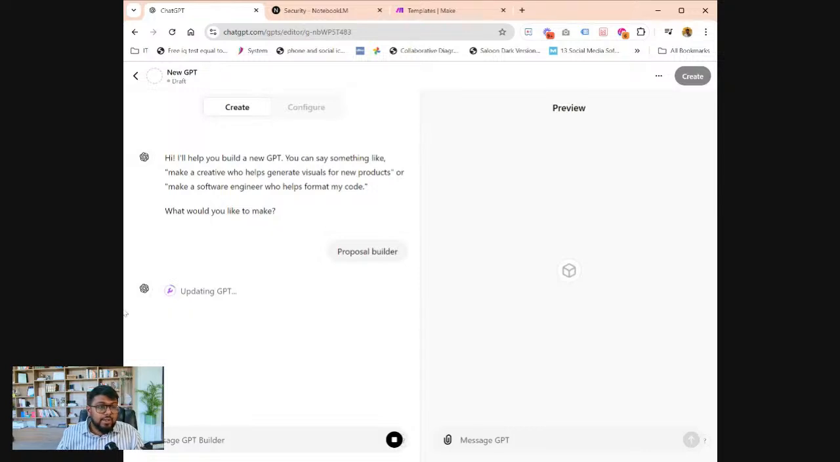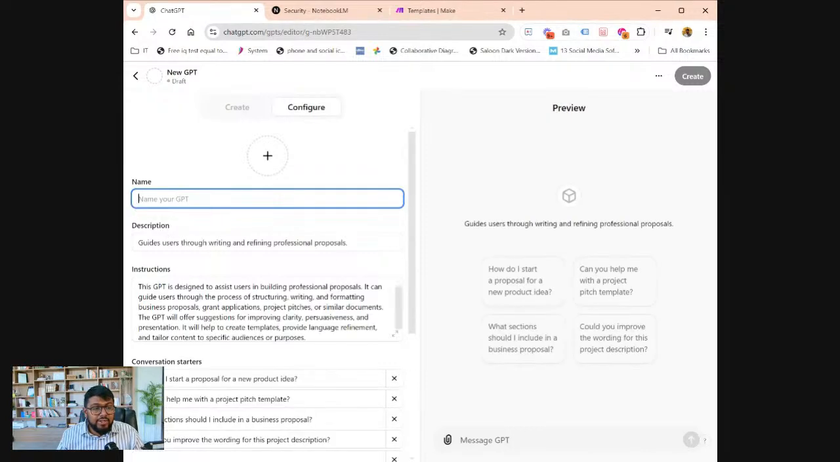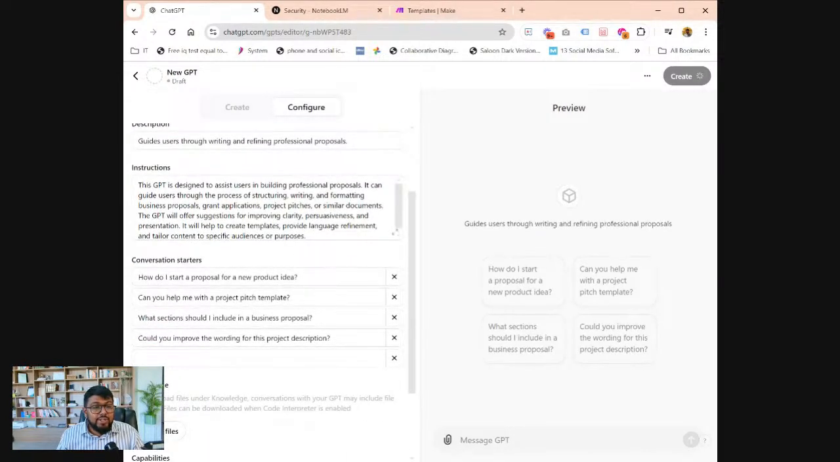But essentially, for your custom GPT, you can provide a name, you can provide a description, and then you can provide it instructions. And this is where, in those instructions, you can provide a lot more details about what should be the format for your proposal.